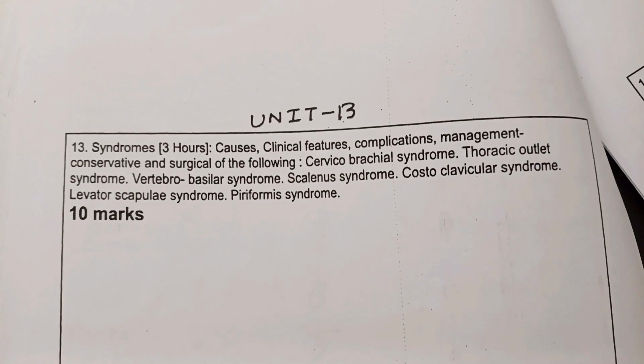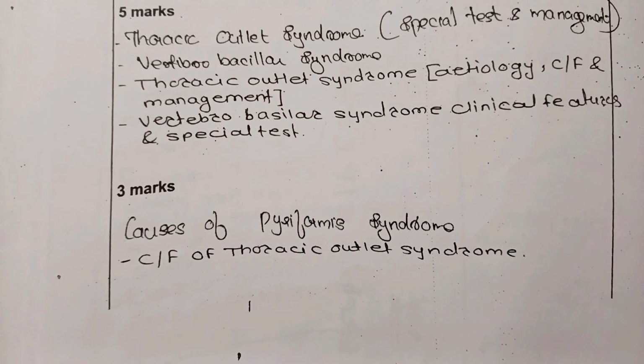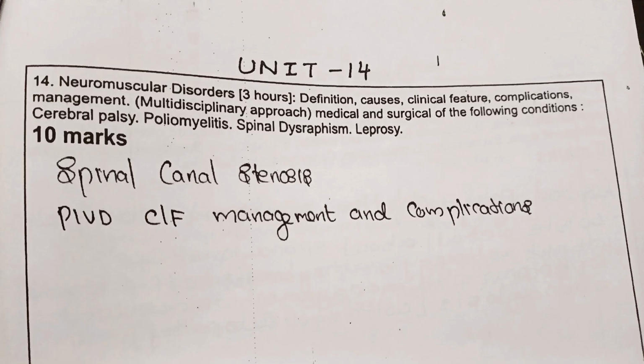Now moving on to the next chapter, that is syndromes. In this there are no 10-mark questions. Coming to the important 5-mark questions, the first one, vestibulo-basilar syndrome, and these questions are repeated again. Coming to the important 3 marks, causes of piriformis syndrome. Second one, clinical features of thoracic outlet syndrome. In this chapter there are very few, but these are very important questions. Now moving on to the next chapter, that is neuromuscular disorders.